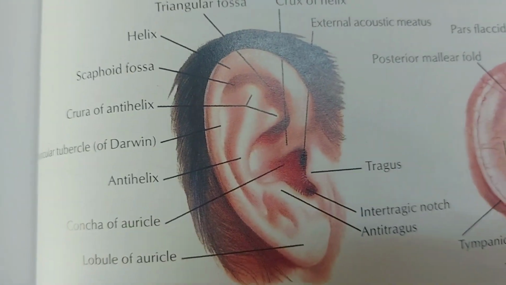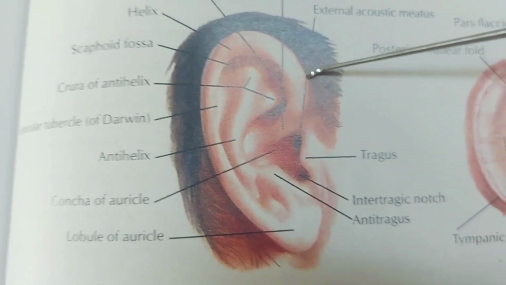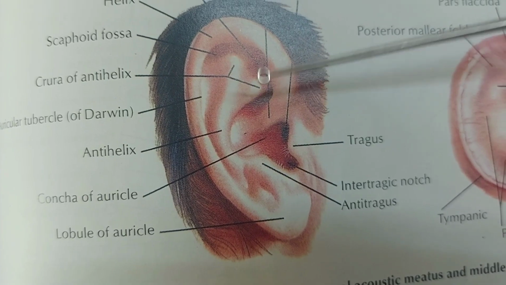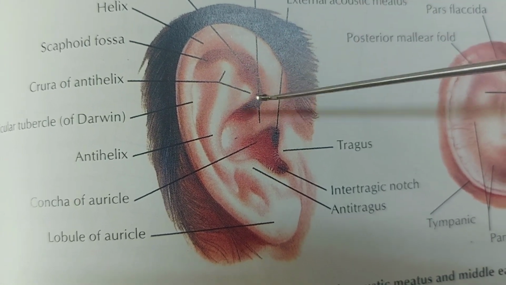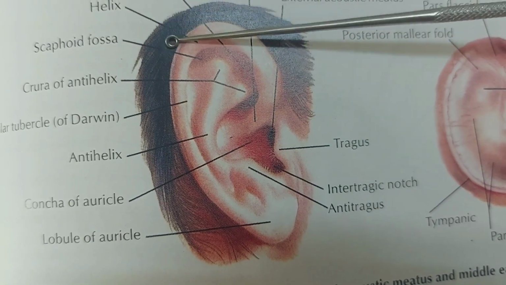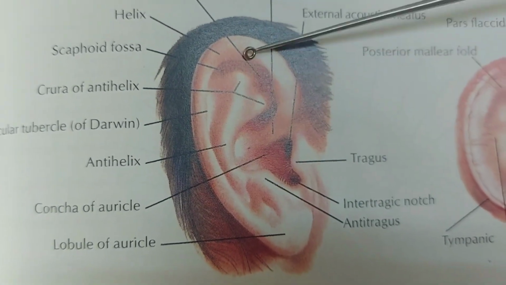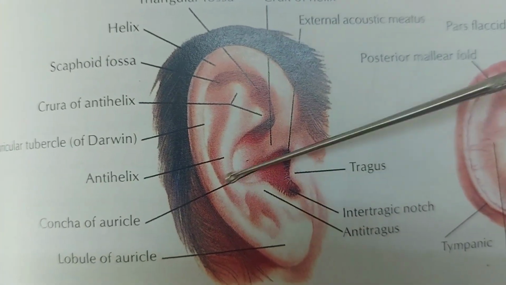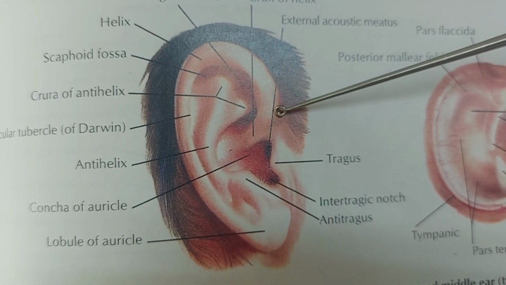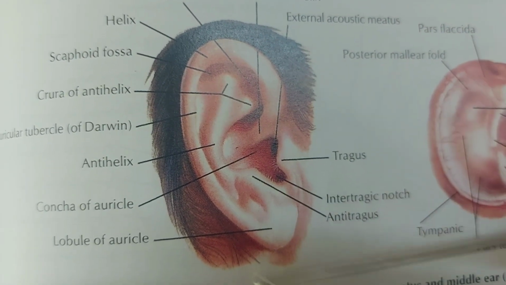And the pinna or auricle, here we see different parts of the pinna or auricle. This pinna or auricle can be used for the identification of an individual. Two individuals usually do not have the same form of pinna, because the pinna has different depressions, elevations, and different features. These features are some elevations and some depressions.